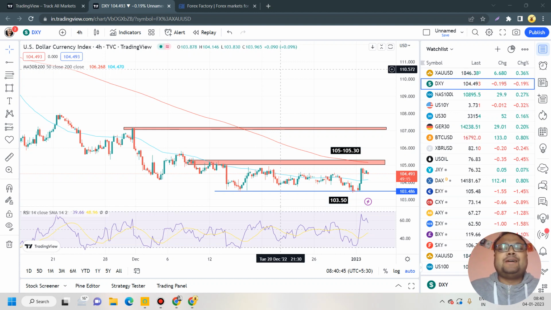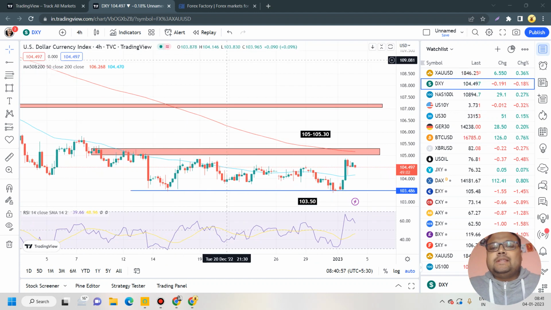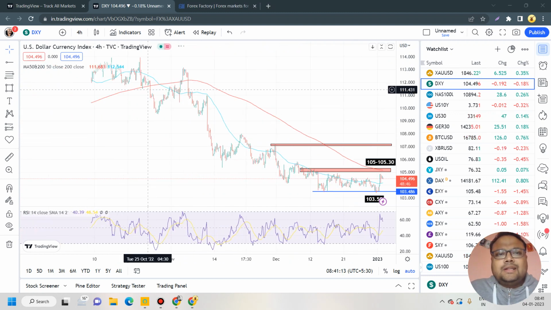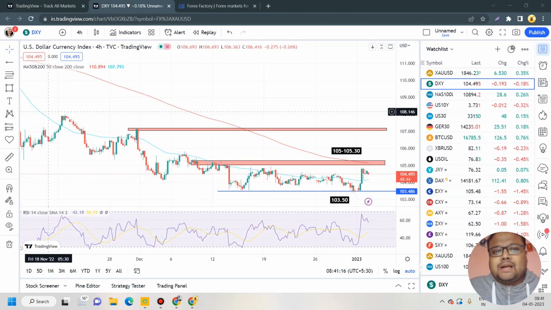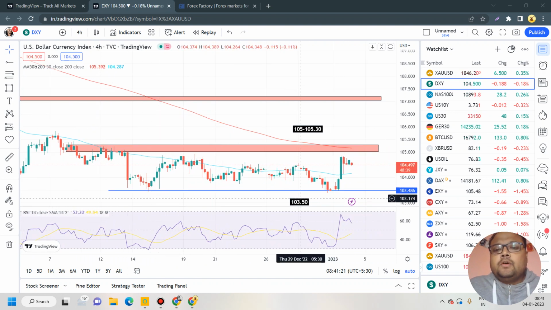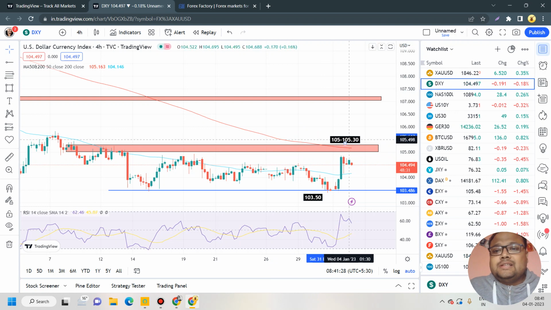So let's have a look at the market. First of all, let's look at the chart of DXY. As we discussed in my previous video around 1 week ago, the range of DXY is still the same. We can see that DXY is still trading within a range of 105 at the top and 103.50 at the bottom. Or in simple words, after the downtrend, after this massive fall on DXY, right now we can see that DXY is trading in a range, whereas 103.50 is acting as support for the market and 105 to 105.30 is acting as the resistance for the market.